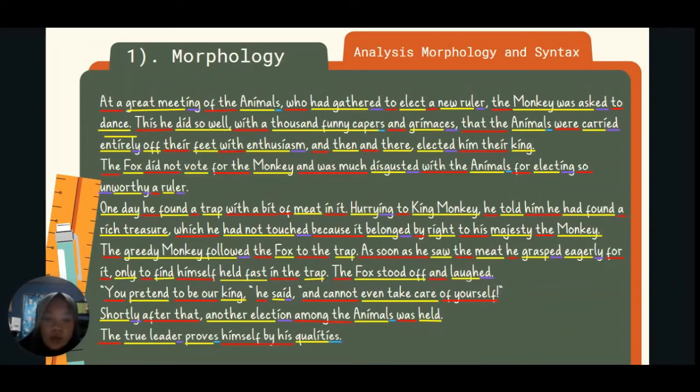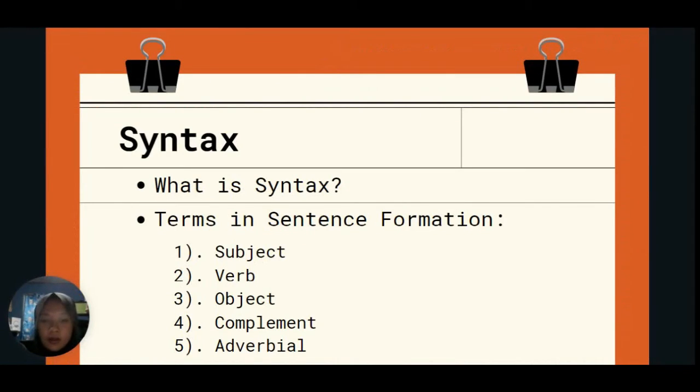Now next to syntax. In general, what is syntax? Syntax means a set of grammar rules for words or clauses in forming sentences. Usually in written and spoken sentences, we see syntax elements in words or clauses that we usually refer to as subject, verb, and object. Subject, verb, and object in the syntax rules are always sequential.